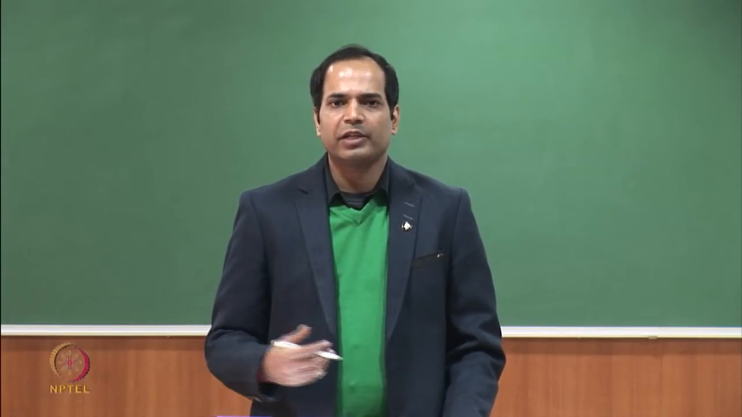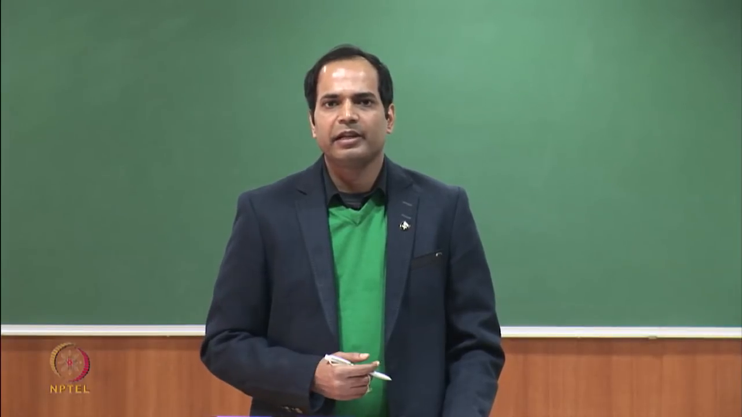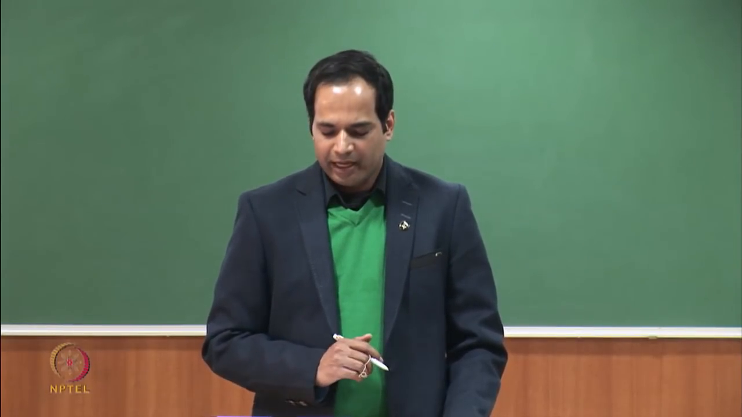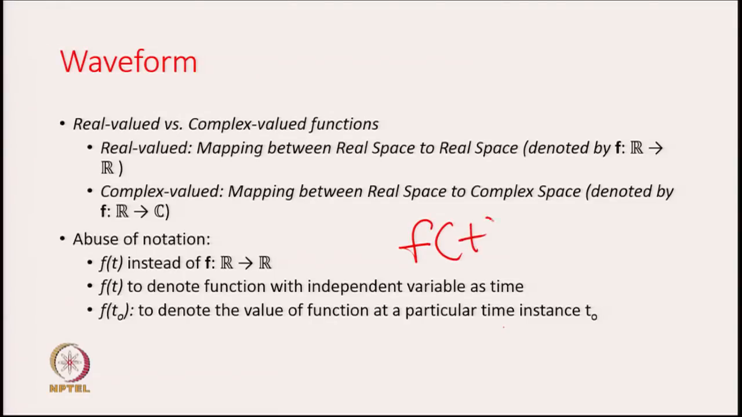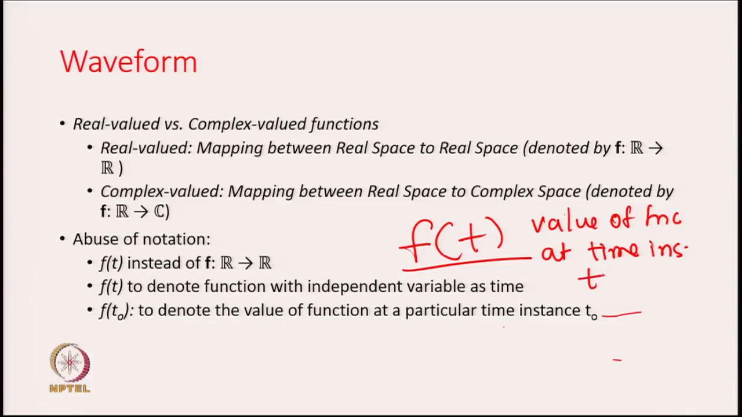There is an abuse of notation that is normally done in engineering textbooks, and we will continue to do that. When you write f of t, normally this will mean the value of the function at time instance t. But when we write f of t, it simply means that this is a function where the independent variable is time, and time can take any value in the real space, between minus infinity and plus infinity.